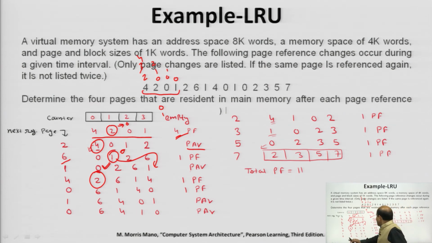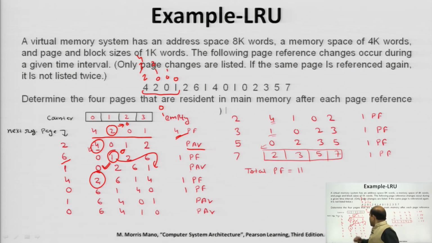So next, page number 0 is referenced. Because 0 is not available, a page fault occurs, and in that case page number 2 will be removed, because page number 2 has the maximum counter value. Okay, this way we can implement LRU.